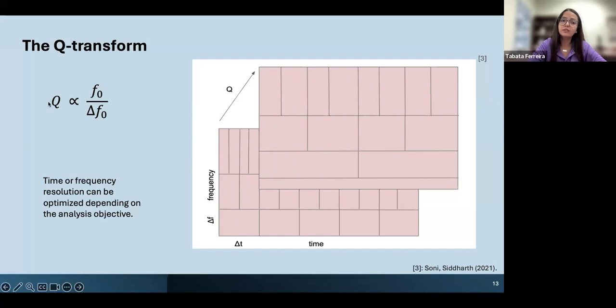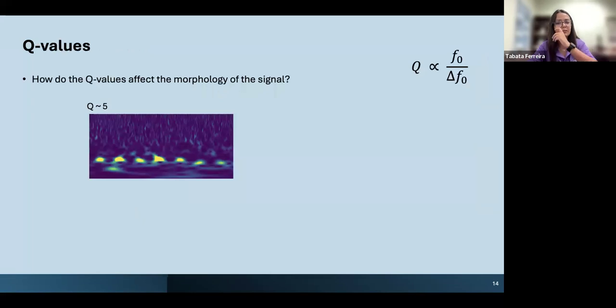If we have a low Q, it means that for a constant frequency the bandwidth is larger and the frequency resolution is worse, which implies good resolution in time. I know this is a bit complicated to understand, but the main idea is: high Q, better frequency resolution, and low Q, better time resolution.